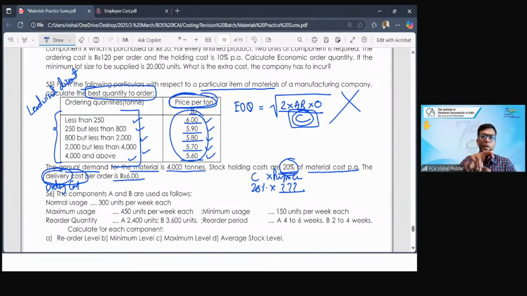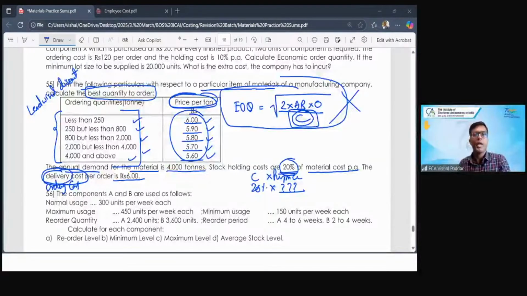To find out the price which is required for calculating C, I need to know the quantity. But quantity is what I am trying to find out. For finding out quantity, I need C, and for C, I need price. And again, price is connected to quantity. So it is a circle. That is why this formula cannot be used. But then how do I find out which option I should go for? I will do trial and error.